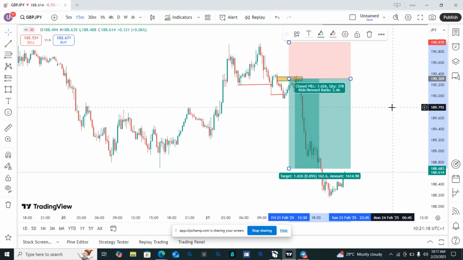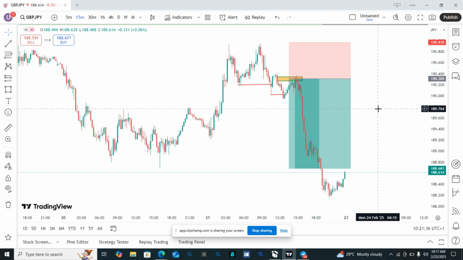Alright. So this trade is 1:2.4 risk to reward. So if you risk $1,000 in this trade, you will get 2,400 and something dollars, approximately $2,500. So that was the risk and that is the reward.